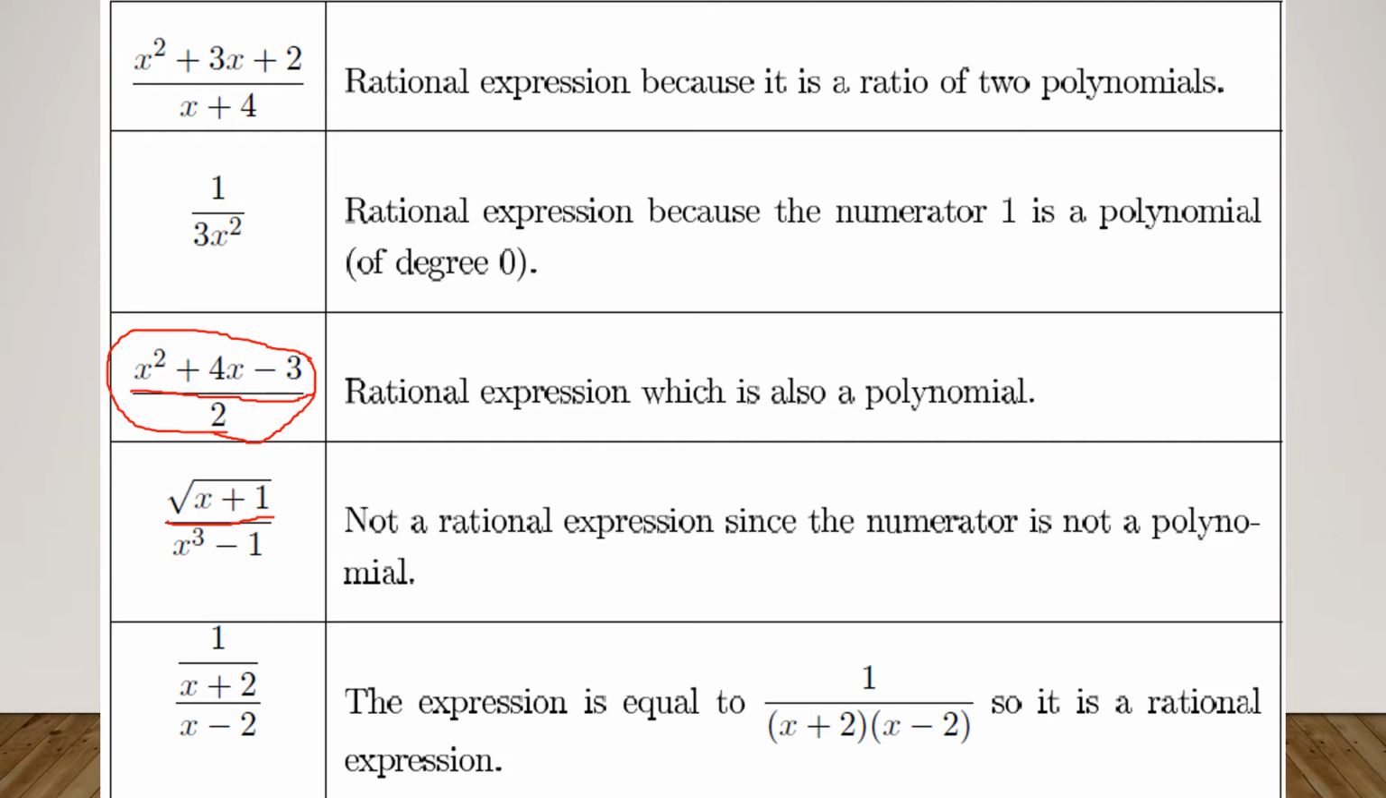And for the last one, we have a rational expression on the numerator divided by the denominator, which is a polynomial. Actually, the thing here is not a rational expression, but it can be written as a rational expression. So if we rewrite or simplify this, we will arrive at 1 over x plus 2 multiplied by x minus 2. So this one here is a rational expression because it is a quotient of two polynomials.